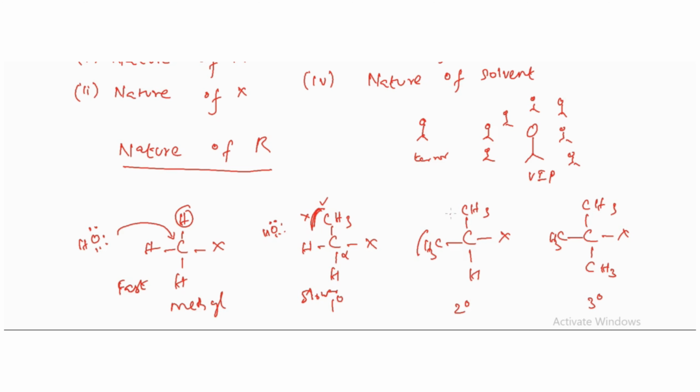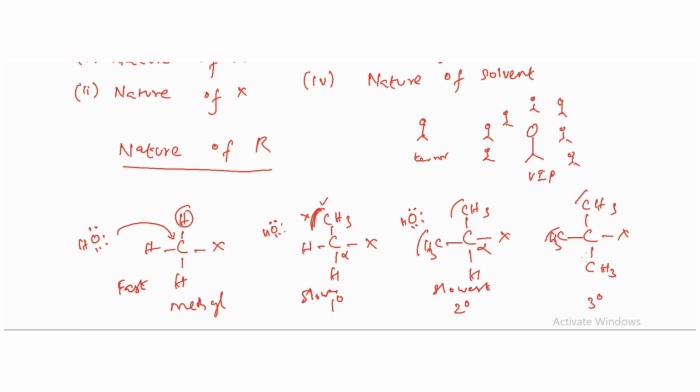But coming to the secondary, there are two methyls, which means there are two branchings at the alpha carbon. Now the nucleophile will face more hindrance than in the primary. So this will go fast, this slower, and this slowest. The nucleophile finds it very difficult to attack this halogen-connected carbon.